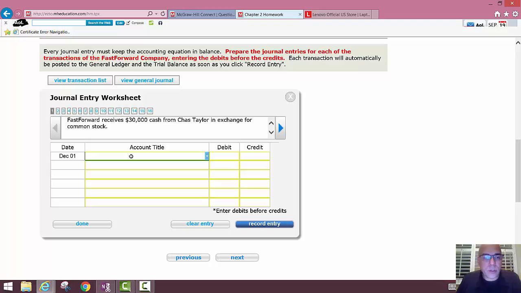So let's go ahead and do the entry, and I have to remember to pause. So you pause the recording and go ahead and try this entry on your own. Cash for common stock.